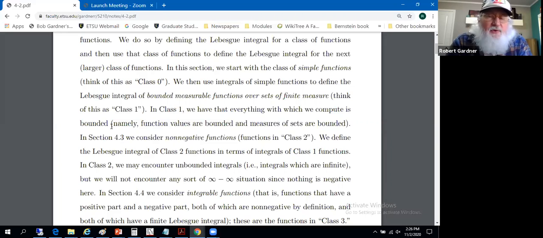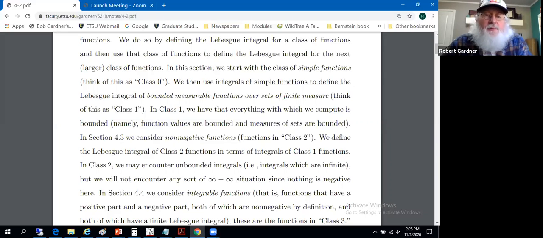So maybe not everything is bounded. The sets themselves could be unbounded, but the measures of the sets are bounded. So the things with which we compute will be bounded, meaning there'll be no diverge to infinity or negative infinity type stuff when we deal with the integrals in this section.